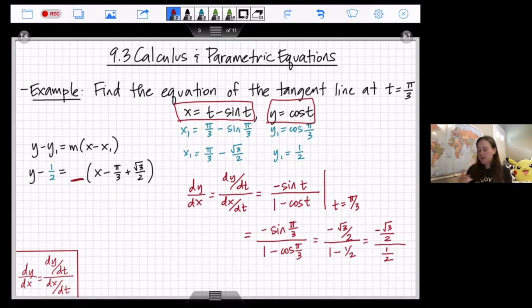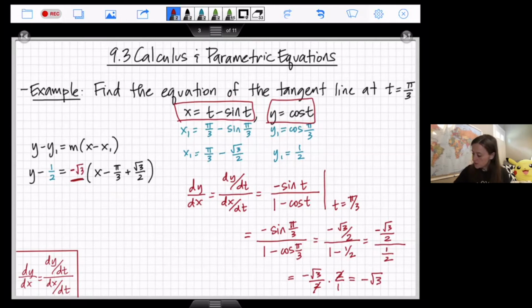That's just a dividing fraction, so we flip the one on the bottom and multiply, or keep, change, flip, however you learn to do that. So I've got negative root 3 over 2 times 2 over 1. And blessedly, this ends up being not too terrible. I get negative root 3. And that's the number that needs to go in the blank over here: negative root 3.